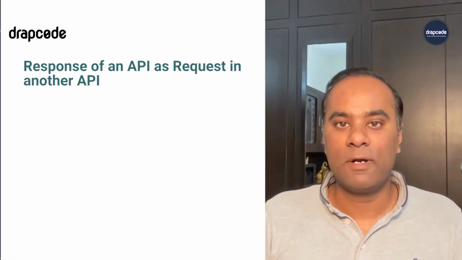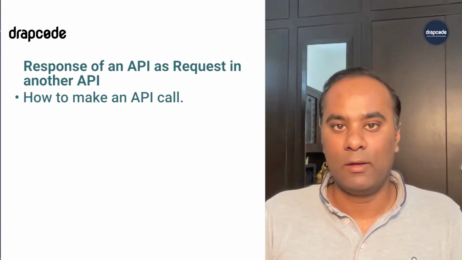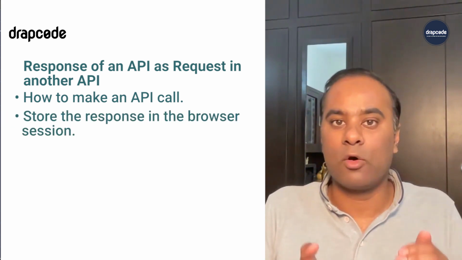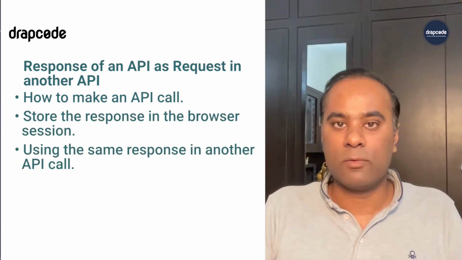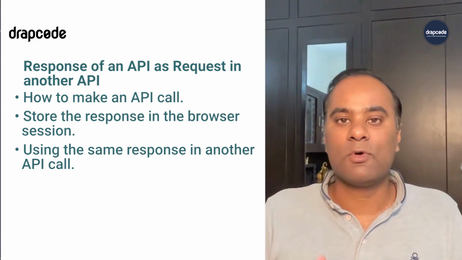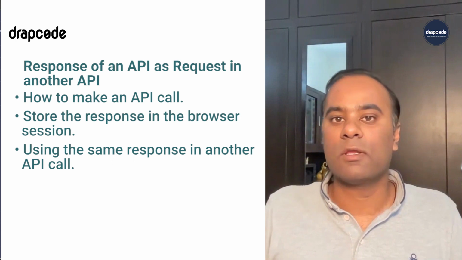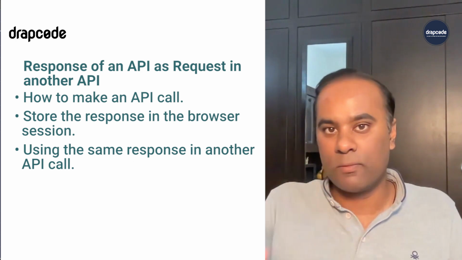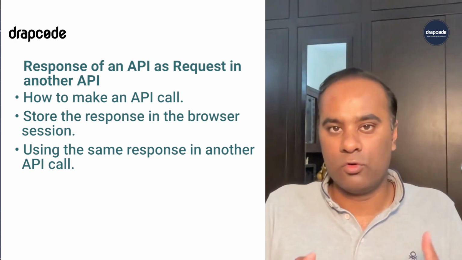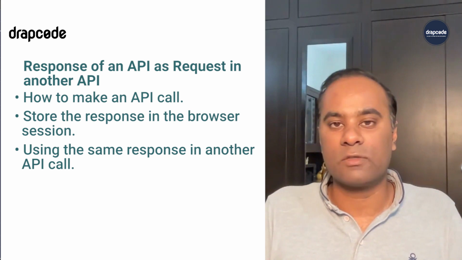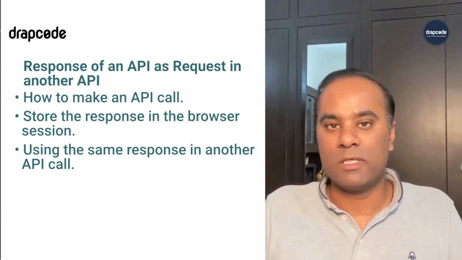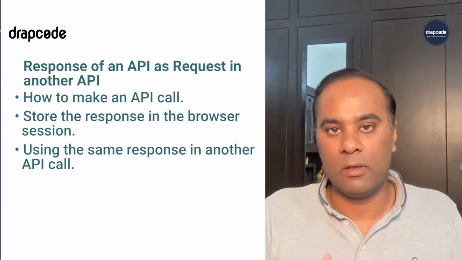In this video, we will understand how to make an API call, store the response in the browser session, and use the same response in another API call. The response of one API call is used as the request for another API call. Whatever response comes from one API, maybe we want to use some fields or values in another API call, immediately after that, or maybe in some other step.